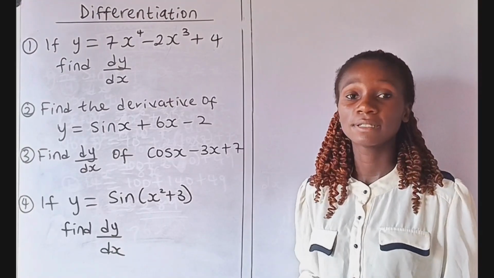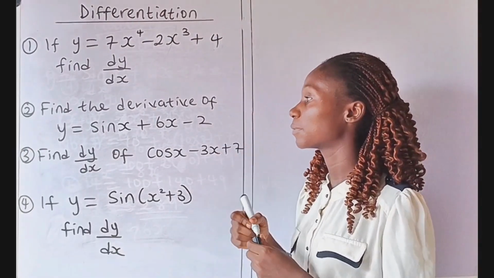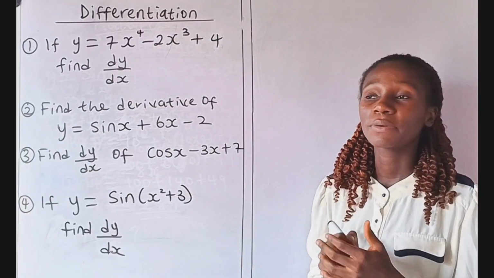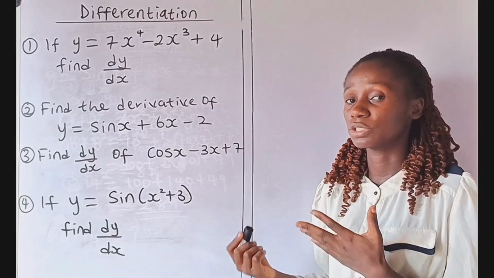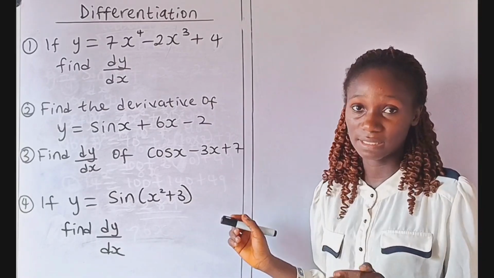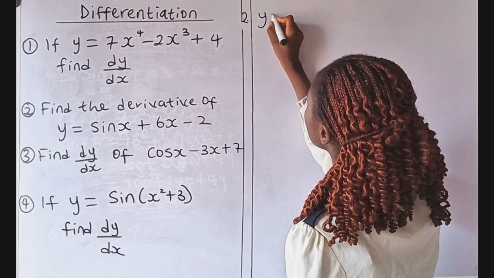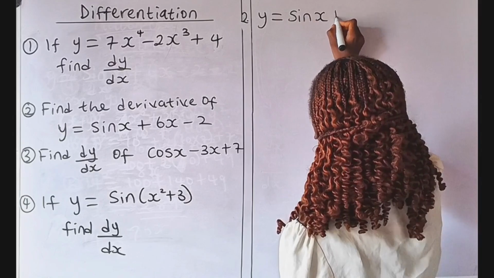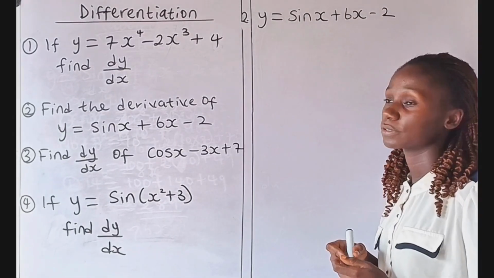Alright, now let's solve question 2. Find the derivative of y equals sine x plus 6x minus 2. When you hear derivative, it's the same thing as find the dy/dx. Though we just want to change it to confuse you, it's the same thing. So y equals, that's question 2. y equals sine x plus 6x minus 2. I'm going to take this gradually.